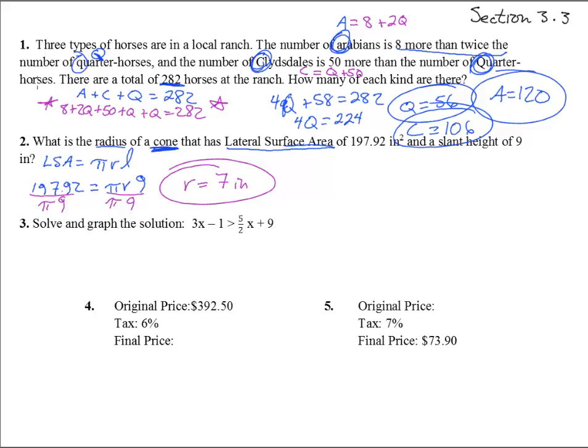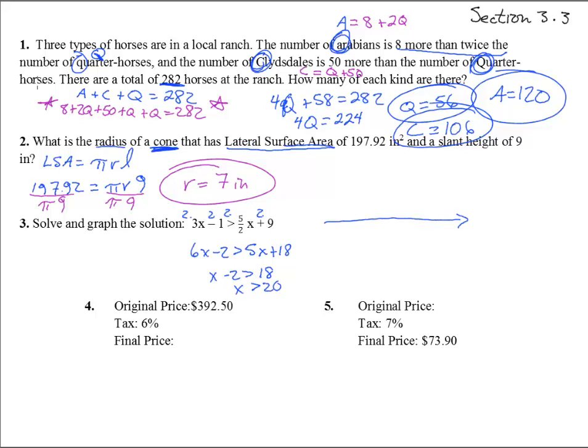Number 3, solve and graph the solution of this. Ooh. We've got x's on both sides. I'm going to get rid of those fractions. Times everything by the least common denominator, that's a 2. 6x minus 2 greater than 5x plus 18. Good. Subtract 5x from both sides and add 2. X is greater than 20.